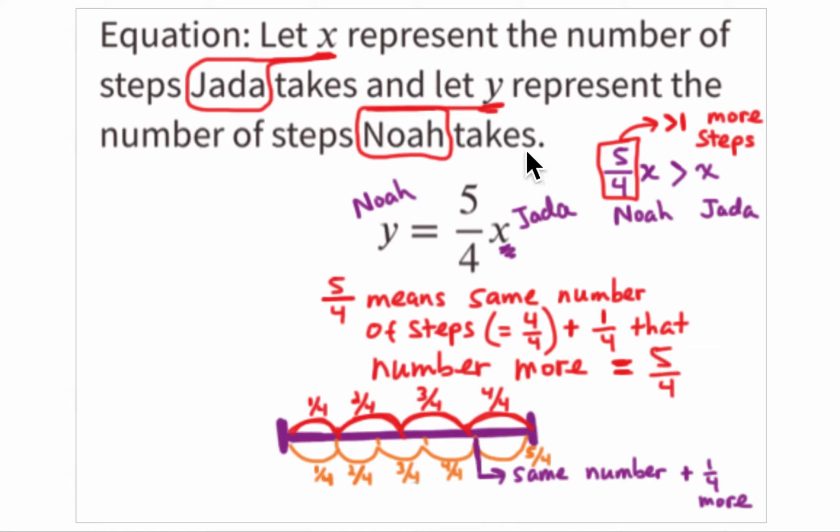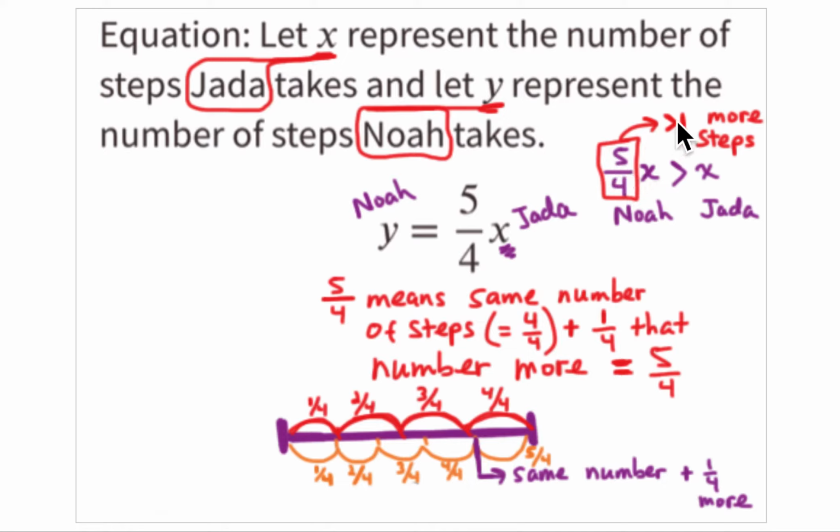All right, the equation: let x represent the number of steps Jada takes. So they give that to you. They don't actually have to give that to you. You could come to that conclusion by working through the problem. And let y represent the number of steps that Noah takes. So y is Noah. That makes sense because Noah takes more steps than Jada takes. If Jada takes a certain number of steps, Noah takes that same number plus another 1/4 of that number of steps. So he takes 5/4 the number of steps that Jada takes.